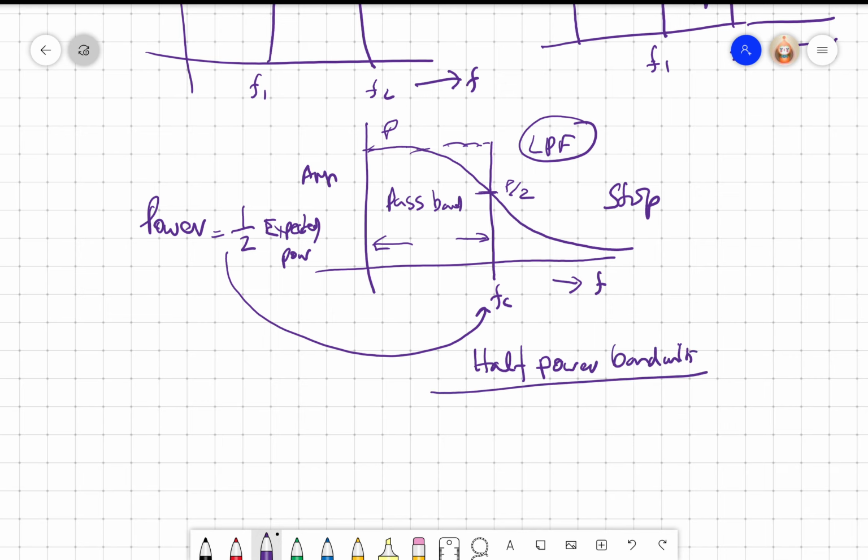We simply say that the band of frequencies where the power is more than half the expected power is called the pass band. The band of frequencies above, where the power is less than half the expected one, is the stop band. So this is called the half power bandwidth.